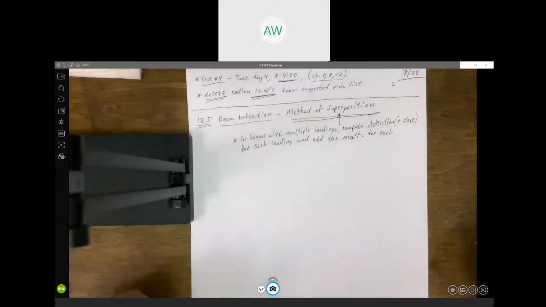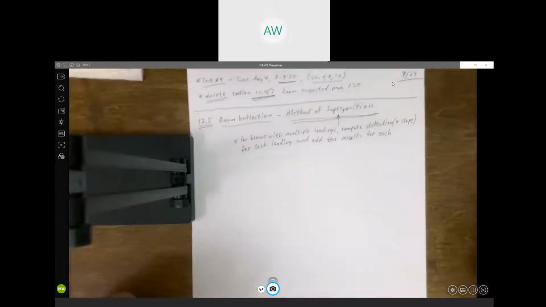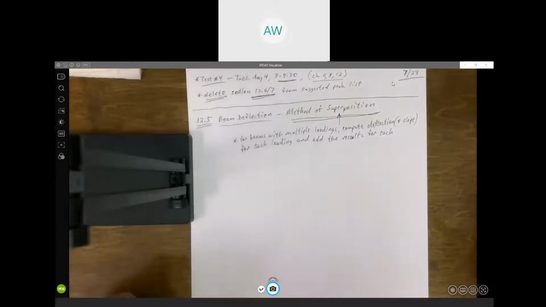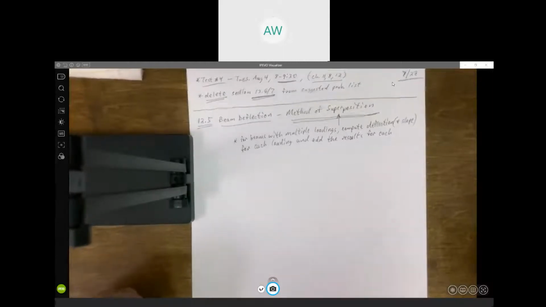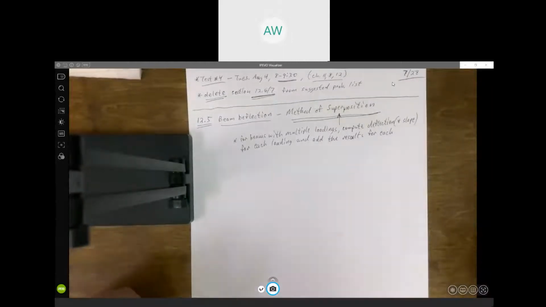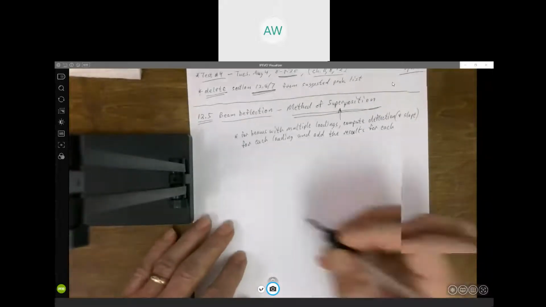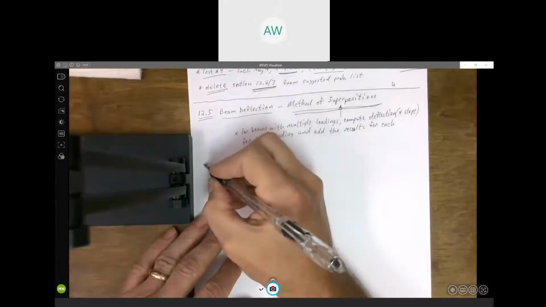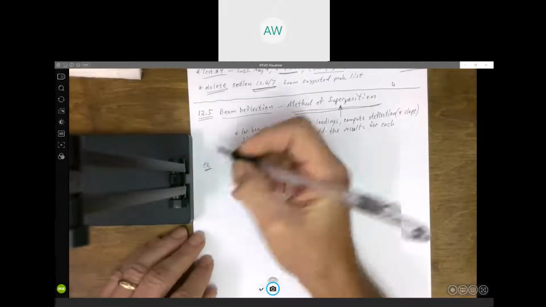So basically, we've got a beam that has more than one loading acting on it. We just break it up and get the deflection, and slope if we want to, for each individual loading. To get the total deflection, you just add them together. Or if you want the total slope, add those together. Just a kind of illustrative example to illustrate the concept here.